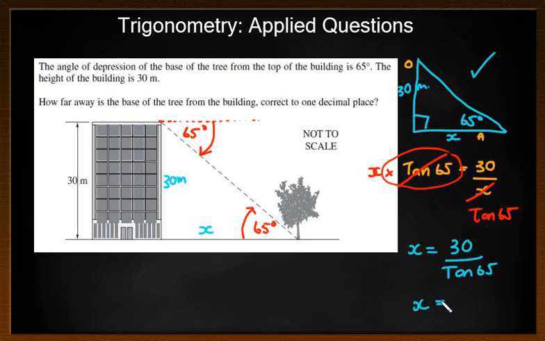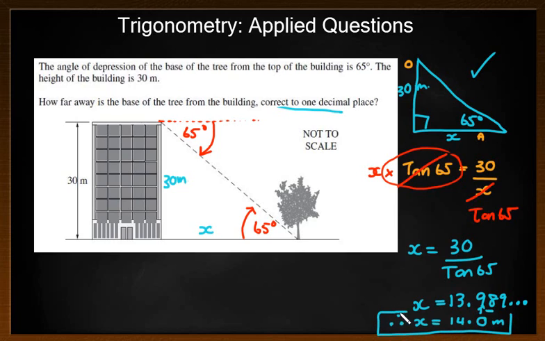And now we can plug that into our trustworthy calculator. You can use the fraction key if you wish, or you can just use the divided by sign, which I often do. And we get 13.989... Now back to the question. It says correct to one decimal place. So therefore x is equal to, well, one decimal place would be the 9 that I'm rounding. The 8 says it goes up to a 10. So I'm going to have 14.0, and it's measured in meters. And that there, my friends, is my answer. Okay, 14 meters.